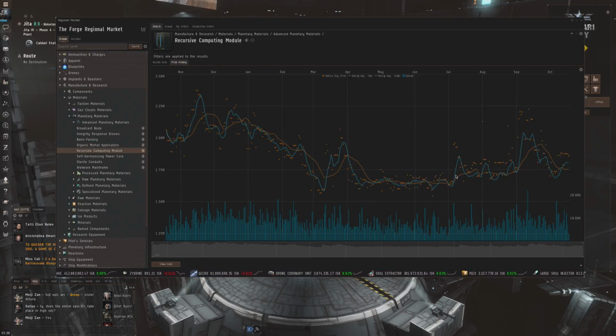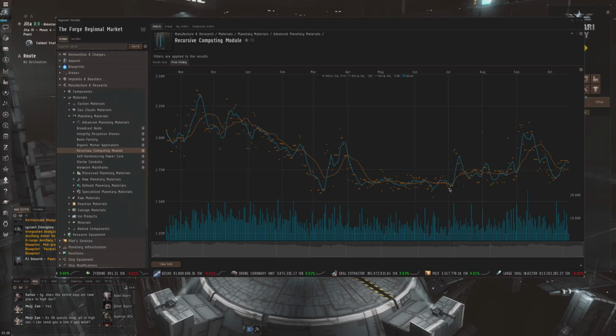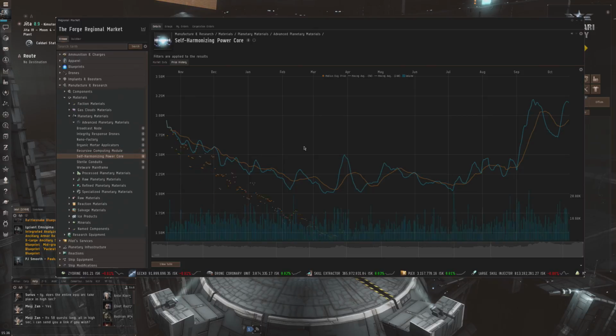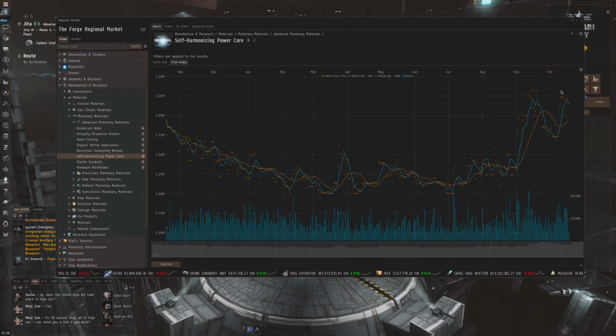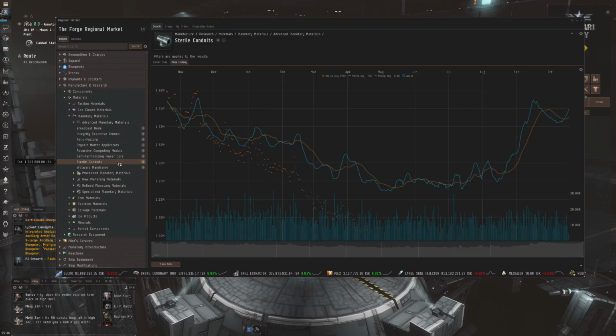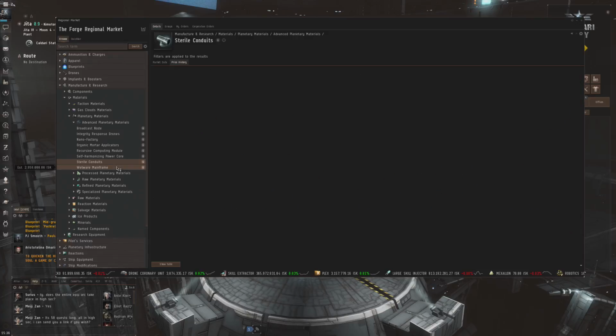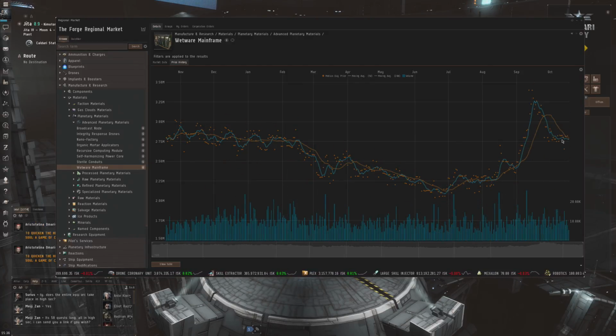Here is the recursive computing model. Went up to 2 million, that's really not that much. To be honest, probably the least performing one. It's already back down to like 1.75. Self-harmonizing power cores though, pretty nice, sitting at a 1 year high, 3.25 million, coming from around 2 million at its lowest point. That's again more than 50% in profit that could have been made. Sterile conduits as well, and wetware mainframes, has recovered a little bit, but also went up to more than 3 million ISK.